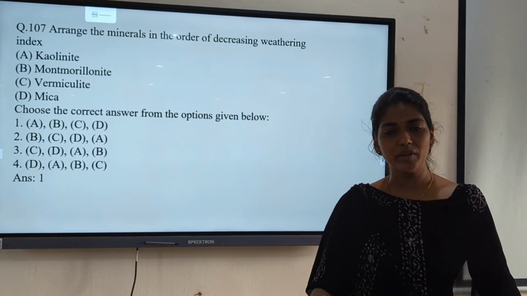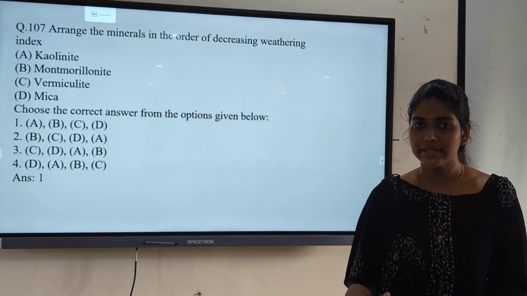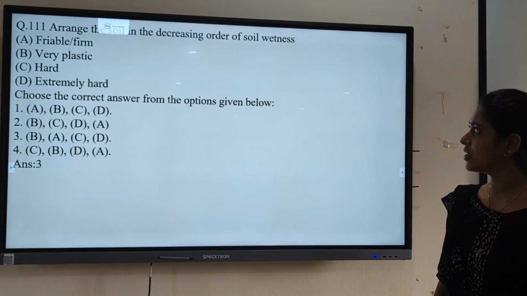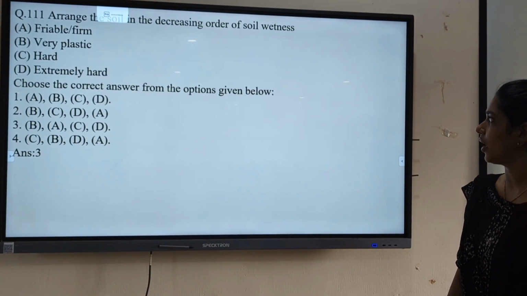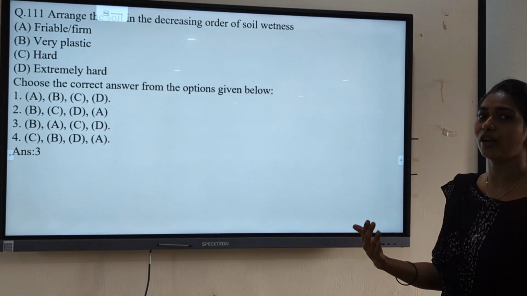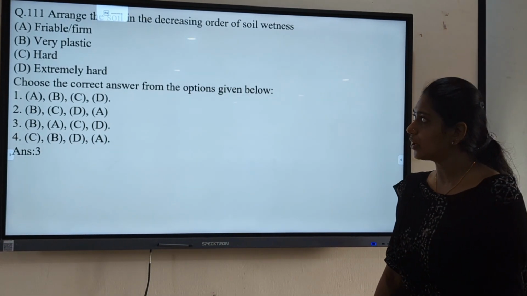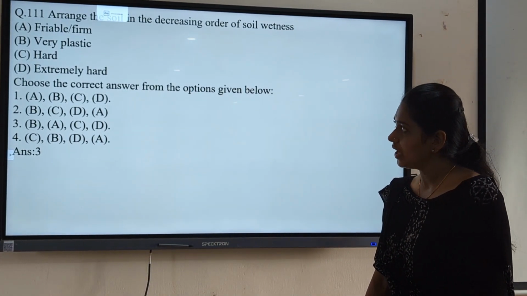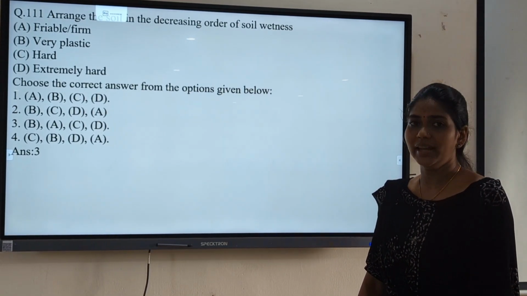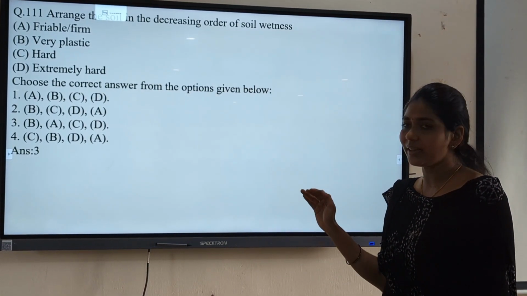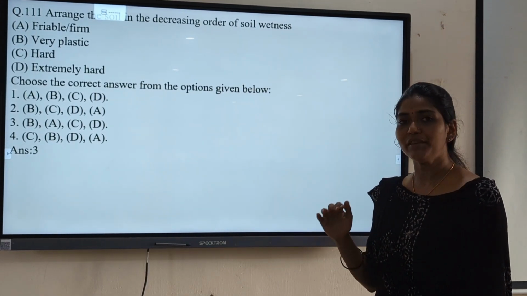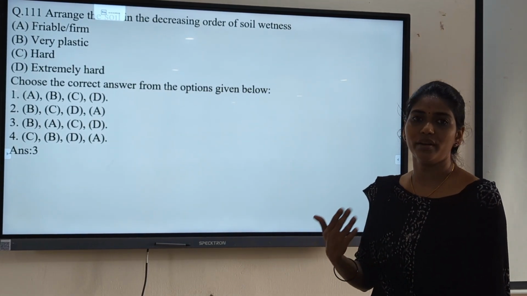Along with the weathering index, you should be familiar with the stability series also. Now moving to the next question. Arrange the soils in the decreasing order of soil wetness, that is, in the decreasing order of their water content. Options include: A, friable or firm; B, very plastic; C, hard; D, extremely hard. In order to answer this question, we have to know the plasticity concept. We know that if the soil is very plastic, then the water content is more.